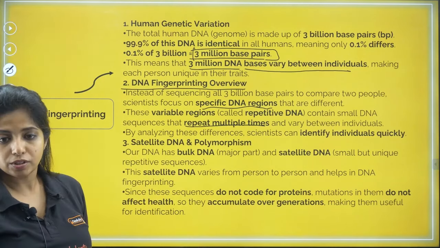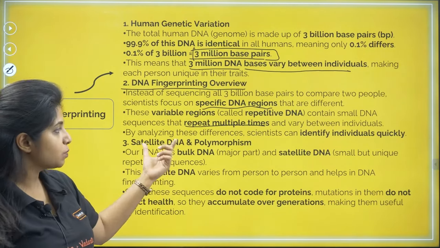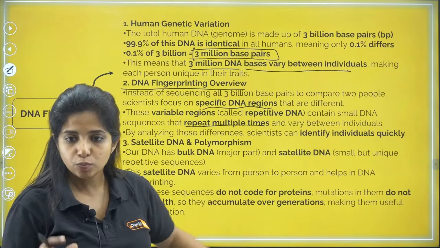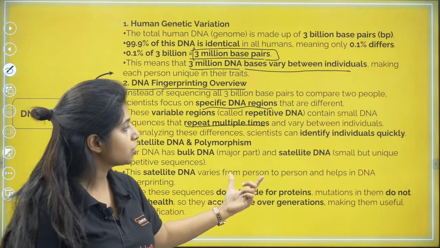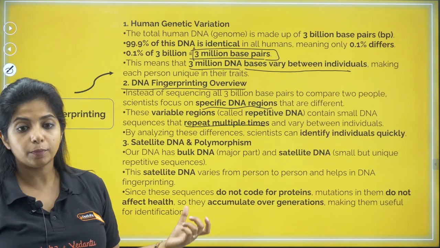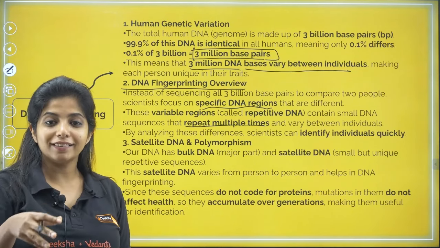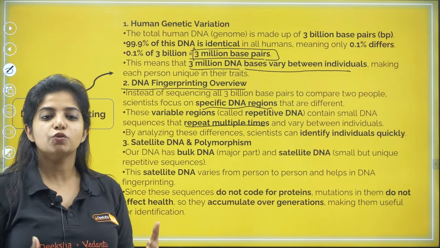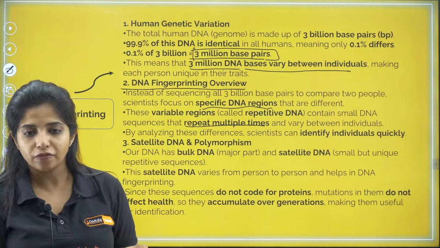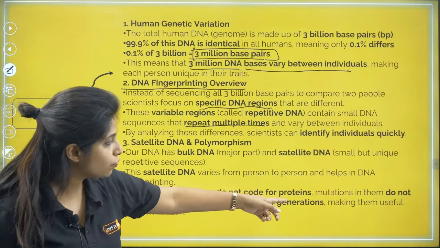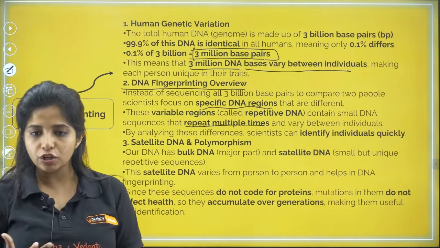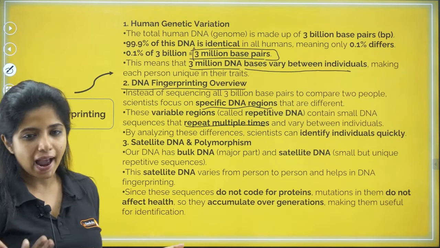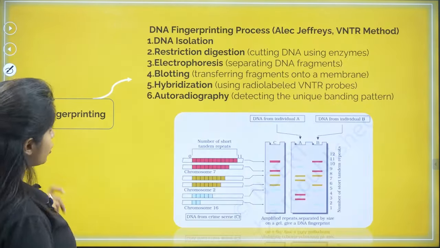Satellite DNA and polymorphism. This is also given. So, our DNA has bulk DNA, the major part, and satellite DNA, small but unique, repetitive sequences. The satellite DNA varies from person to person and helps in the DNA fingerprint. So, these satellite DNA are the repeats which are very unique in me and you. Okay, the number of it. Since these sequences do not code for proteins, mutations in them do not affect your health and they can accumulate over generations, making them useful for what? Identification.